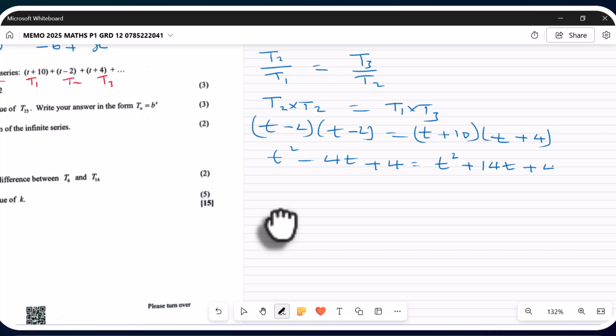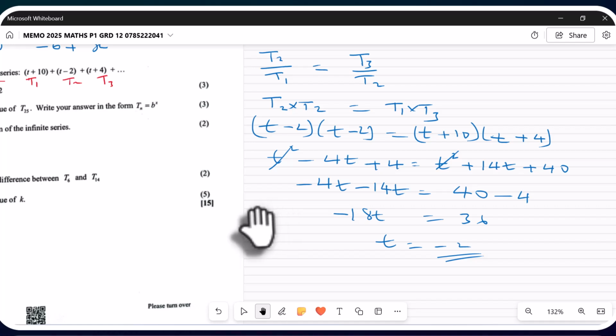Now they say, calculate the value of t25. Write your answer in this form here. t25, after getting our t as negative 2, we can now substitute. Okay, so what was our first term there? It was t plus 10. What about our second term? It is t minus 2. But our t is negative 2. So you can go ahead to see what happens here.